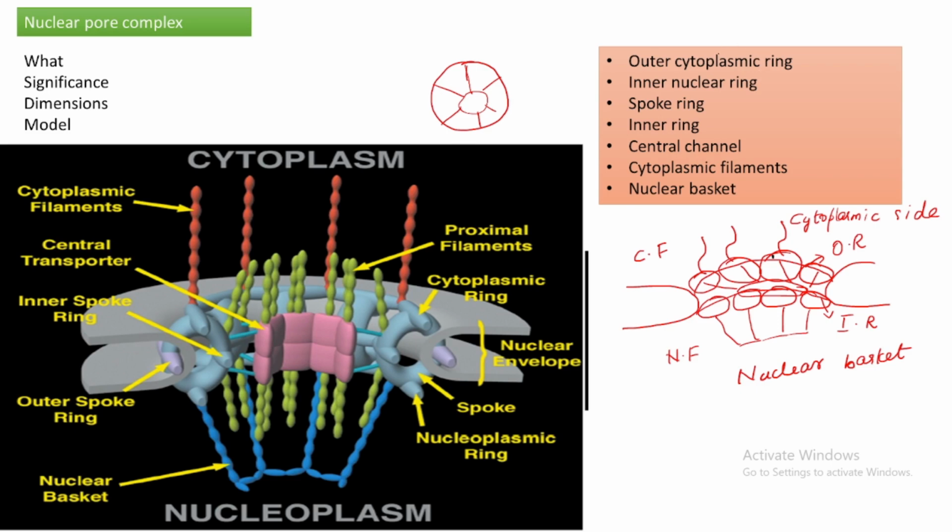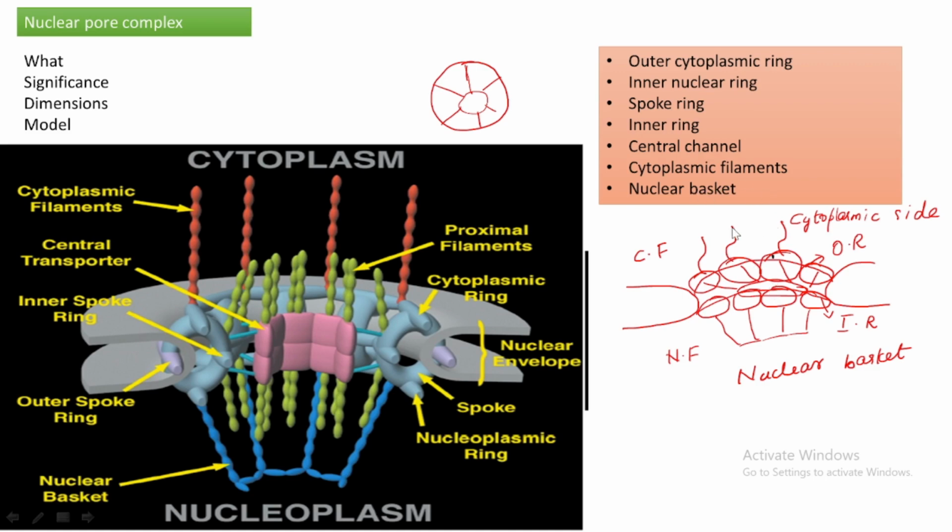Outer cytoplasmic ring is clear. I explained it to you. Inner nuclear ring. Spoke ring, here we have seen. Inner ring means the inner channel is here. The central channel is passing at the center through that inner channel.